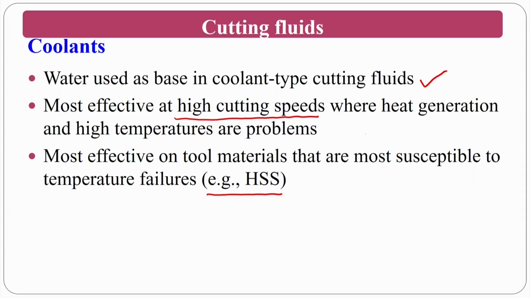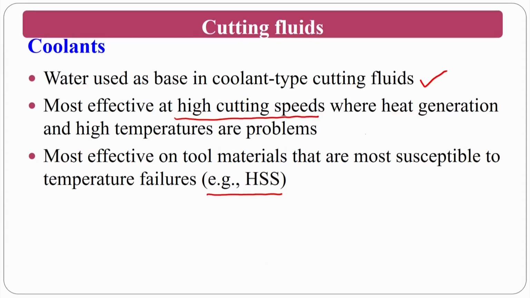Normally in the previous classes when we were talking about HSS, the basic drawback of high speed steel is its hardness. The hardness at elevated temperatures is low. That is a problem. Okay. So it is a tough material. It can take the impacts, but hardness is low.